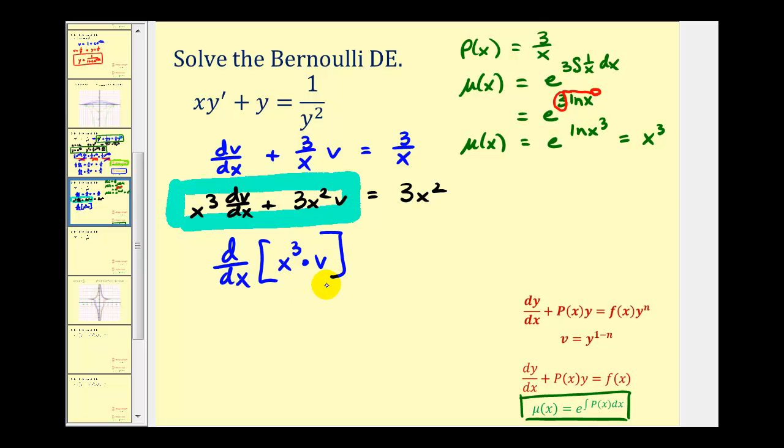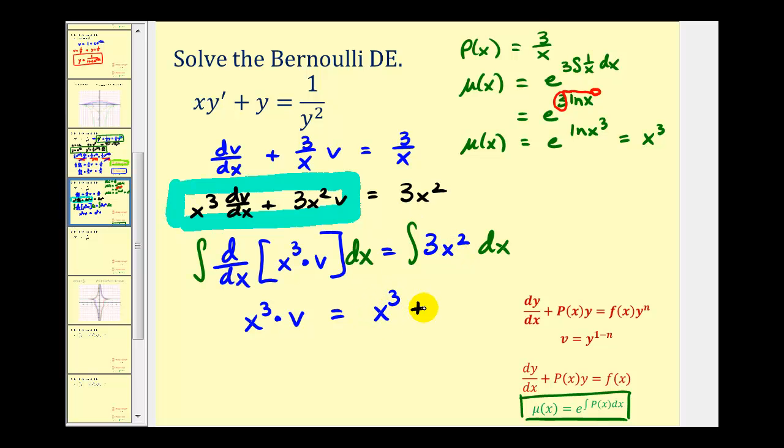And we can easily verify this if we apply the product rule to this derivative. But because it's equal to the left side, it's also equal to the right side, so we can say this is equal to 3x squared. And now we can solve for v if we integrate both sides of this equation with respect to x. On the left side, the integral and the derivative undo each other, so we're left with x cubed times v must equal, integrating here, we'd have 3 times x cubed divided by 3, or just x cubed, plus c.